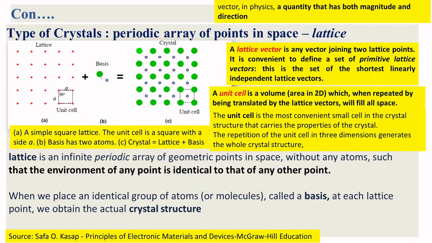When you speak about what a basis is, the basis is nothing but an identical group of atoms or molecules. The sum of lattice and basis is called a crystal. Generally, in the lattice, you have a lattice vector. The lattice vector gives the idea of both magnitude and direction. The lattice vector is any vector joining two lattice points.